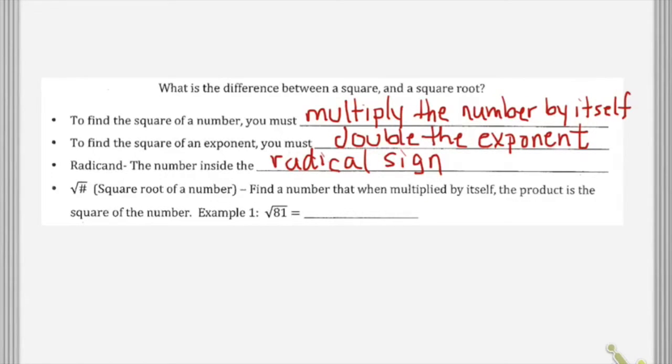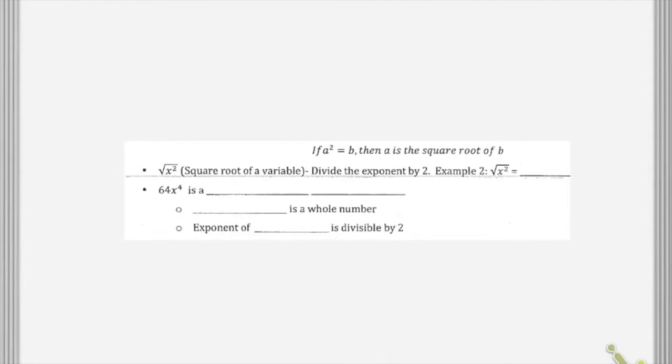So the square root of 81 would be equal to 9, because the number when multiplied by itself, 9 times itself, is that product inside, that radicand of 81. Then moving on, if a squared equals b, then a is the square root of b. So we have the square root of x squared, square root of a variable, which just means that we're dividing the exponent by 2. So the square root of x squared, we would divide that exponent 2 by 2, which would give us 1. And so the square root of x squared is just x, or x to the first.